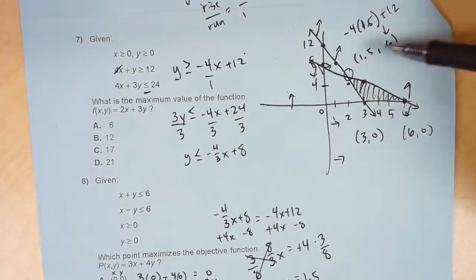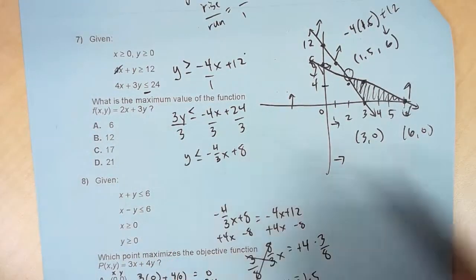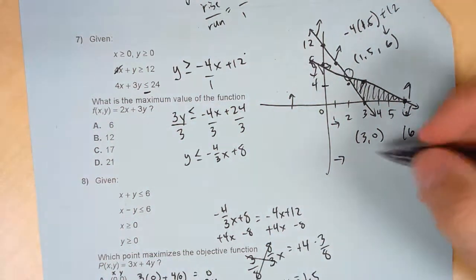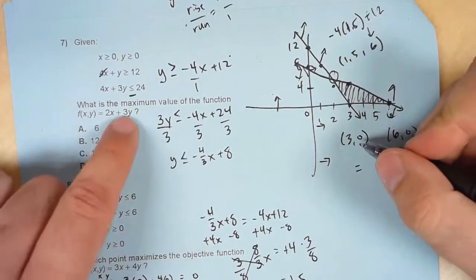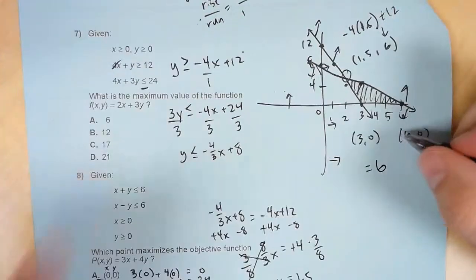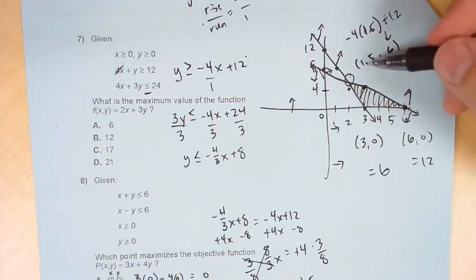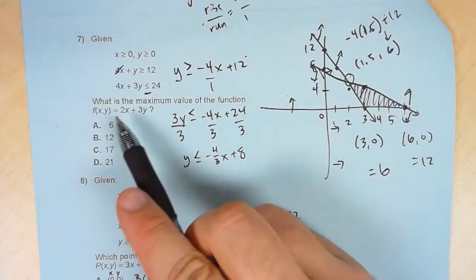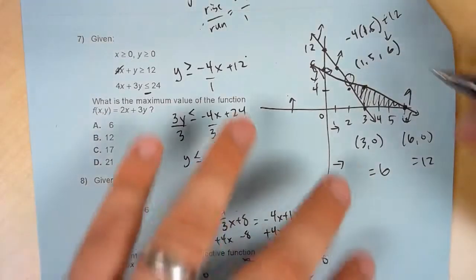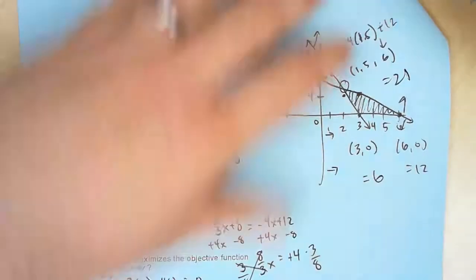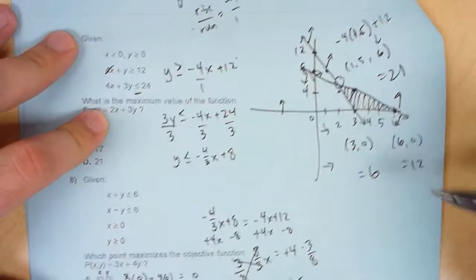Okay, so I need to plug each of these 3 points into the objective: 1.5, 6 into this one, 3, 0 into this one, and 6, 0. With 3, 0, 2 times 3 is 6, plus 3 times 0 is 0, so we get 6. With 6, 0, it's 2 times 6 plus 0, which gives us 12. So we do 2 times the x plus 3 times the y, which gives us 21 for the first point. This comes from just plugging it in exactly like we did down here, but we had to find the x's and y's for this one.